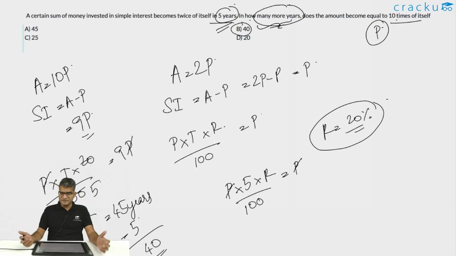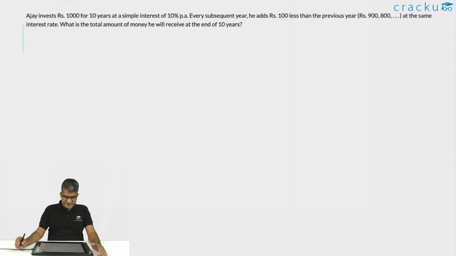Let us look at another question. Ajay invests ₹1000 for 10 years at a simple interest of 10% per annum. Every subsequent year, he adds ₹100 less than the previous year. That is, he adds 900, 800 and so on at the same interest rate. What is the total amount of money he will receive at the end of 10 years?